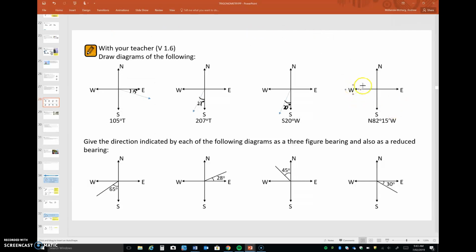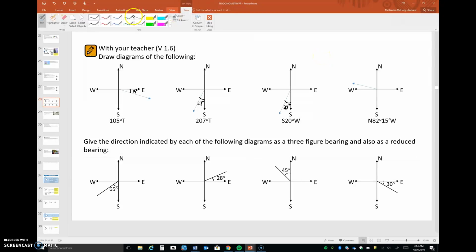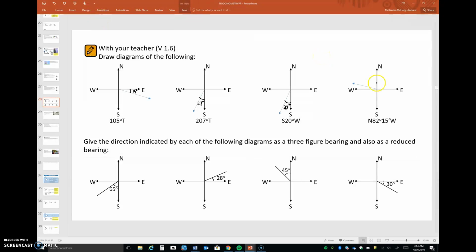And here we're starting at north this time, and we're going to go 82 degrees and 15 minutes towards west. So here I'm directly north. I'm going to go 82 now. Like I said, it doesn't have to be exact, but 82 is nearly 90 degrees, so we're almost all the way around towards west. So we want to go quite a way, something like that's okay. And I'll mark that in.